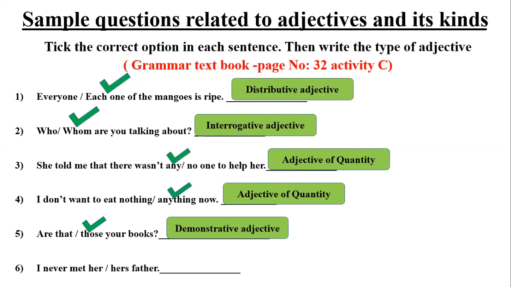Next one, I never met her or her father. Which one is correct? I never met her father. Her, okay, not she, her father. So again, you're being possessive. It's telling about the possession. So it is possessive adjective. So understood, children? Please take all these into your page number 32 of your grammar textbook.